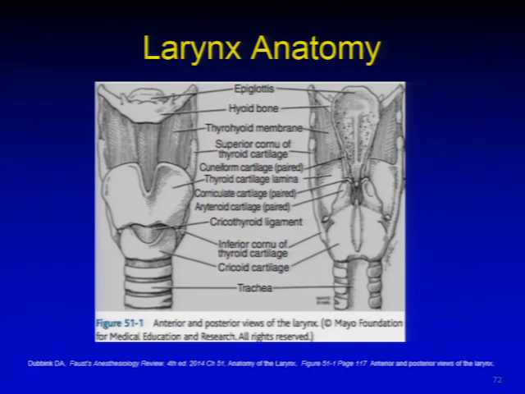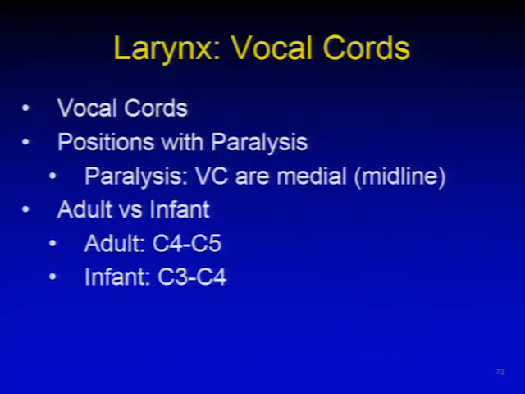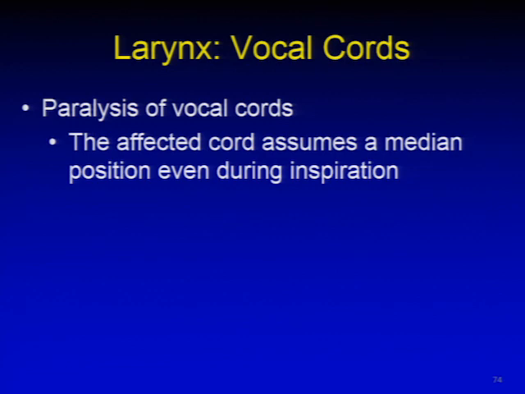There's also cartilaginous anatomy. There are paired cartilages, the arytenoids, the corniculate, the cuneiform, and the unpaired cartilages, the thyroid, cricoid, and the epiglottic cartilages. Now regarding the vocal cords, the adult vocal cords are located approximately at the C4, C5 level, while infants are superior about 1 to 2 levels. With vocal cord paralysis, the affected cord assumes a median position even during inspiration. That's how you can define which cord is paralyzed.